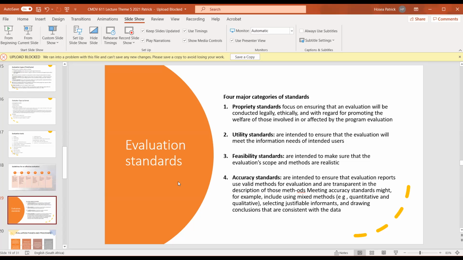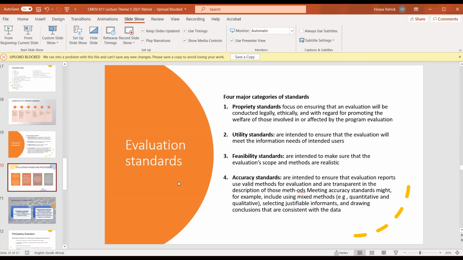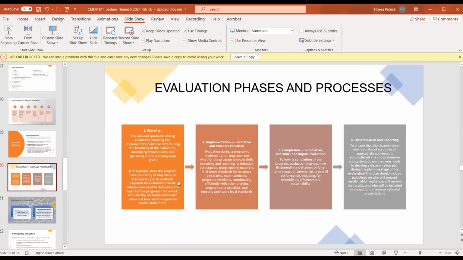So basically these are the standards which we consider when doing evaluation. It must be legal, it must be ethical, that's propriety. It must promote the welfare of those involved. It must be useful, it must be realistic, and it must be accurate. So that's that. And then we'll talk about evaluation phases. There's evaluation at the planning level, implementation, completion, and then the dissemination of the report. That's what I mean by that.